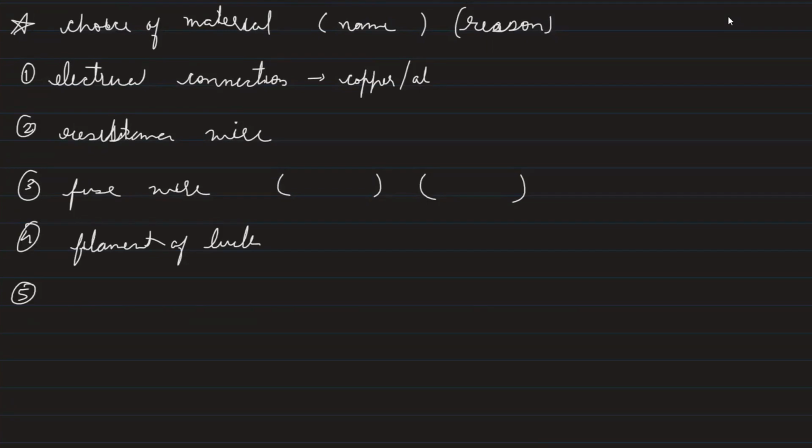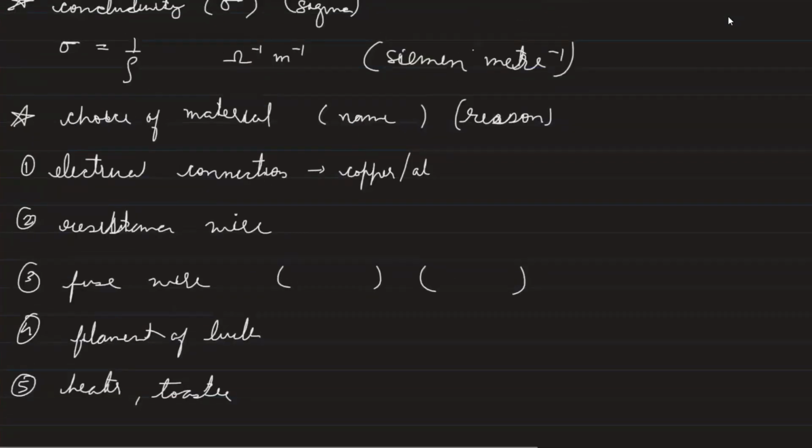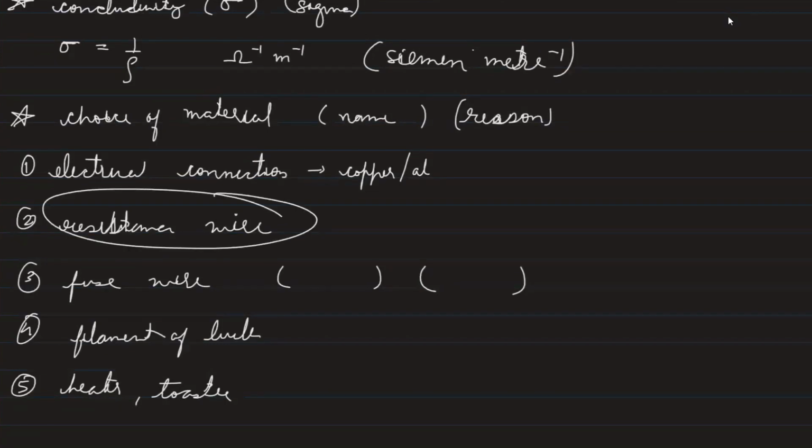Then you have heater elements, heaters, toasters. The wire used here is nichrome, and nichrome has resistivity about 50 times that of the metal, whereas we saw in resistance wire, constantan and manganin had around 20 to 25 times, but nichrome has 100 times. Therefore, nichrome wires are used in geysers, toasters, microwaves.